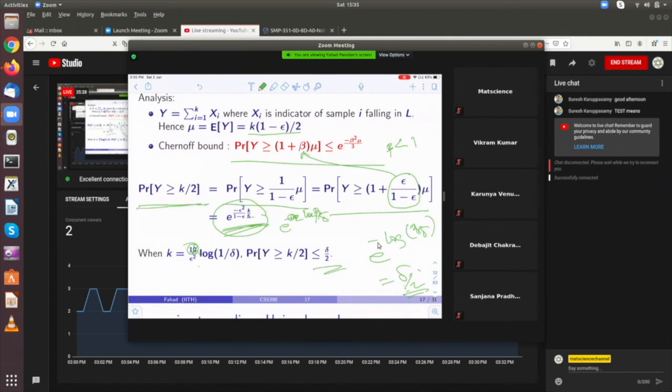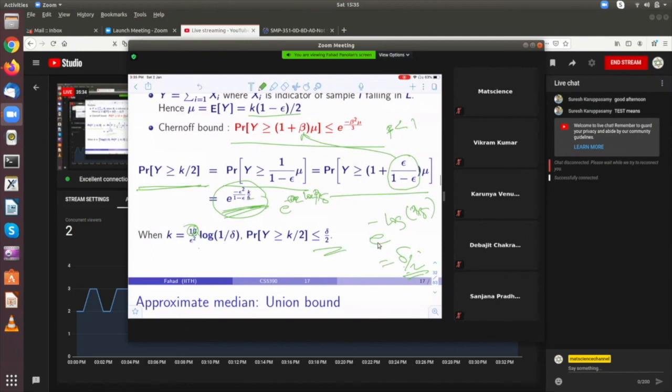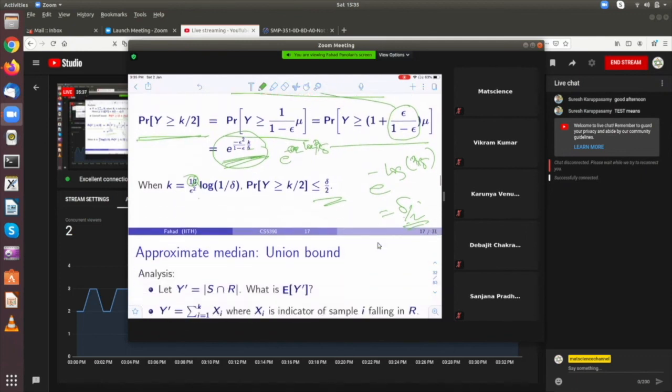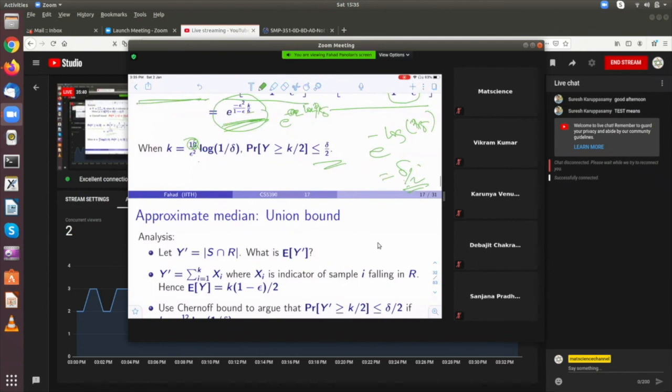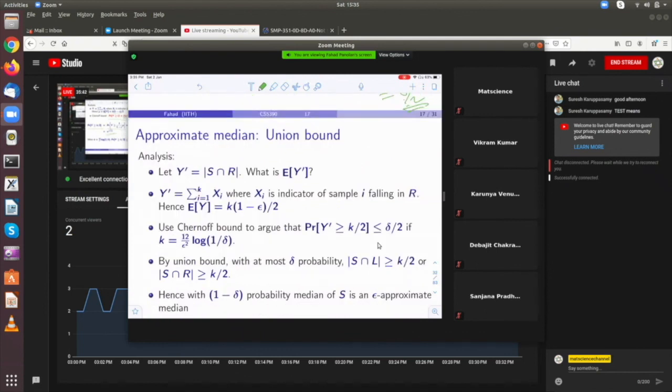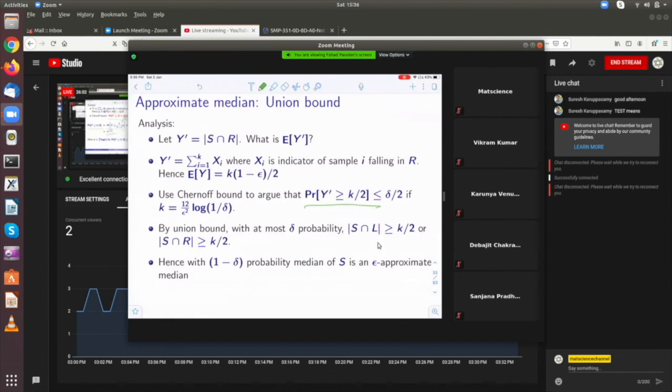Probability that y greater than k by 2 is upper bounded by delta by 2. Now, similarly, what you can prove is, let us take another random variable y prime, which is s intersection r, and I want to show the probability that y prime greater than k by 2. Again, do the same procedure. What you will get is that it is at most delta by 2. And then do the union bound, and the probability is at most delta that your algorithm makes a mistake.